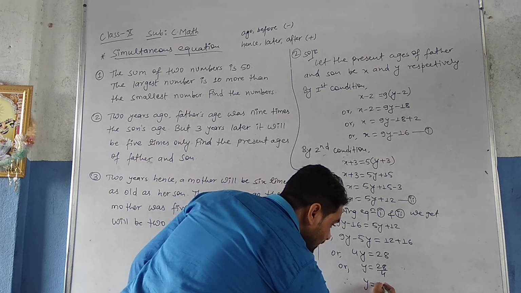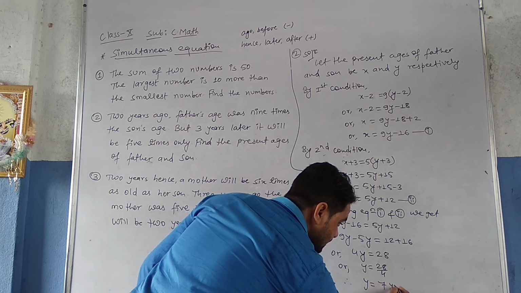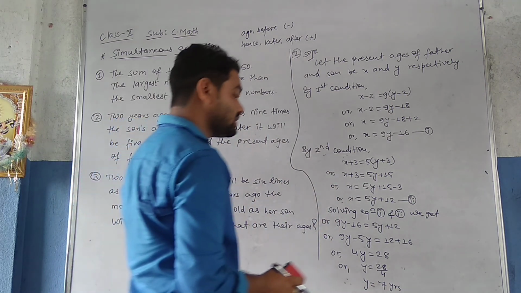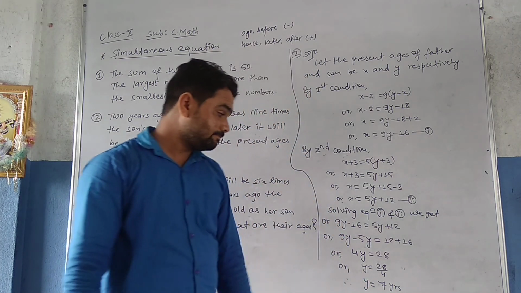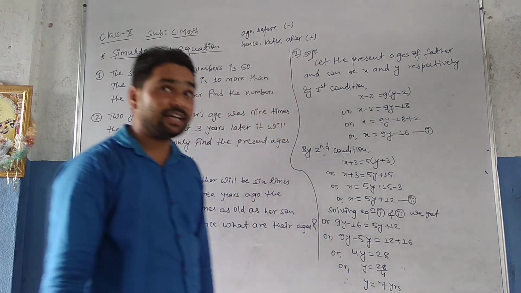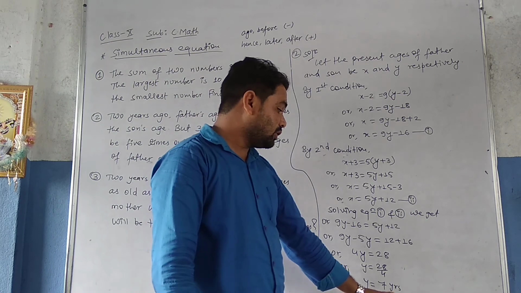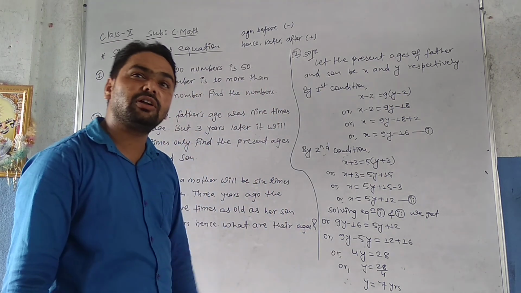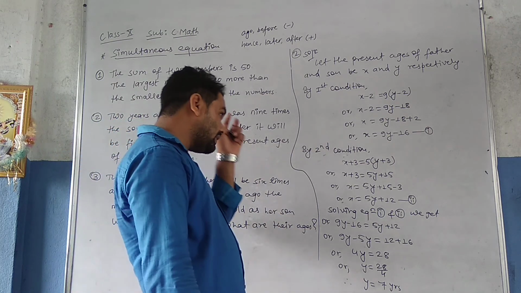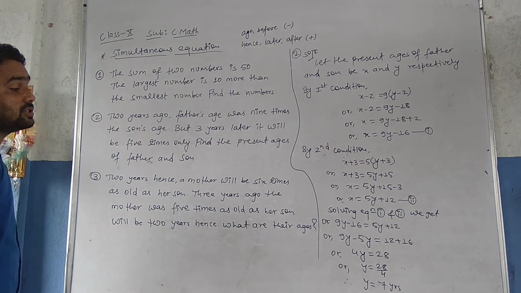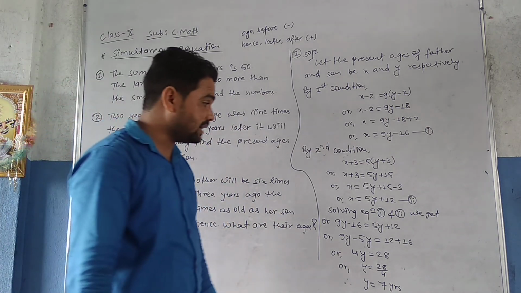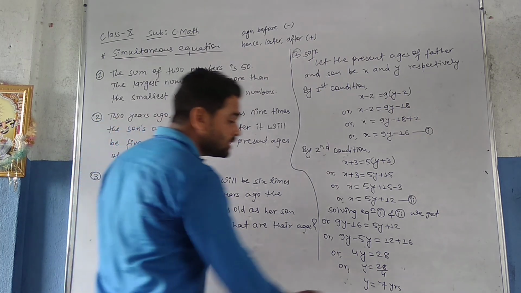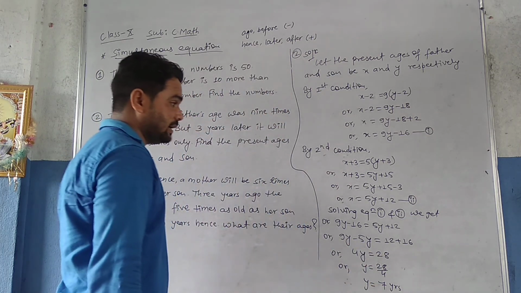7 fours are 28. We have to write the word unit. Don't forget that, it is a bit important also. We have to know whether it is years or a number. While checking the copy, they look for the word unit at first. Now we get the value y equals 7 years.